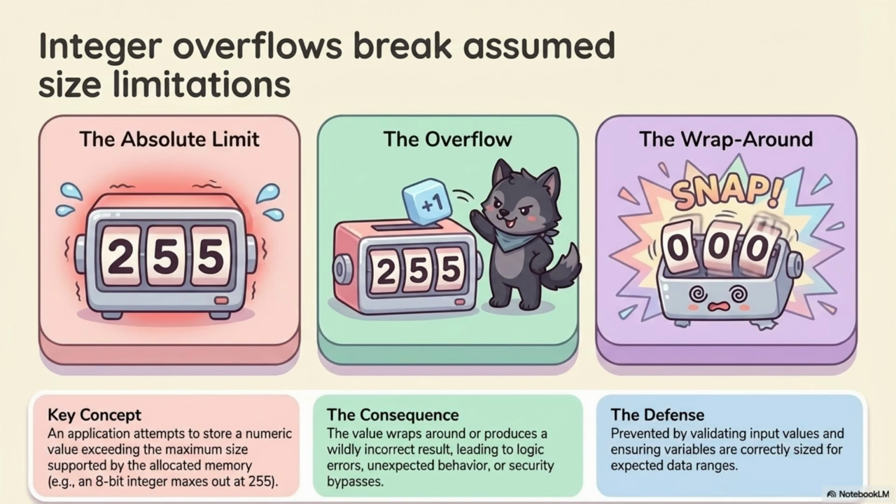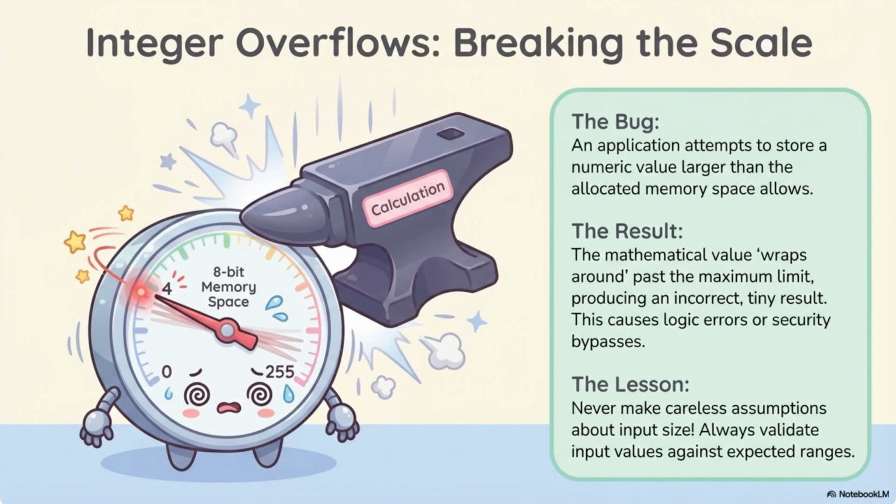Next, we examine integer overflows, which occur when an application attempts to store a numeric value that exceeds the maximum size supported by the allocated memory space. For example, if an application uses 8 bits to store an integer, the maximum value it can represent is 255. If a calculation produces a result larger than that limit, the value wraps around or produces an incorrect result. This can cause logic errors, security bypasses, or unexpected behavior within the application.